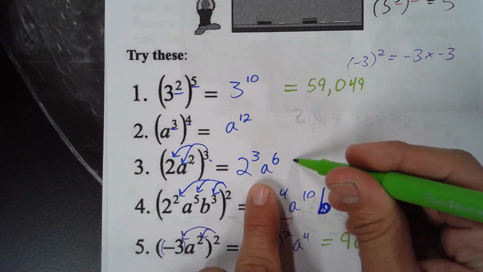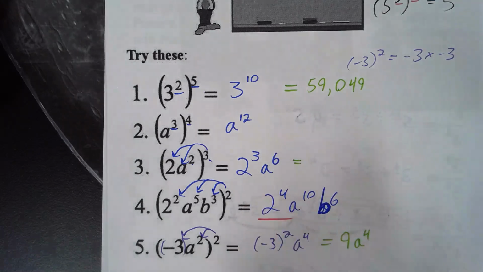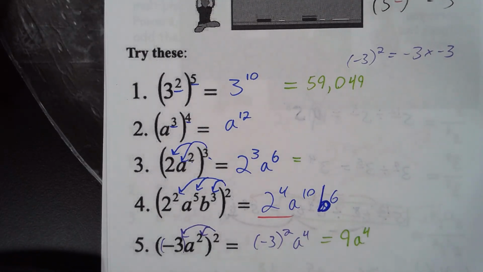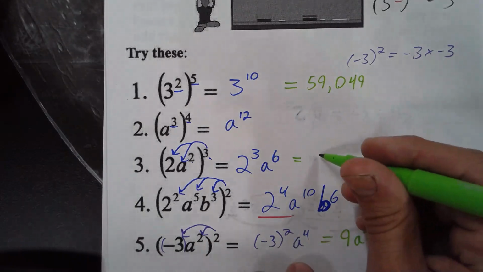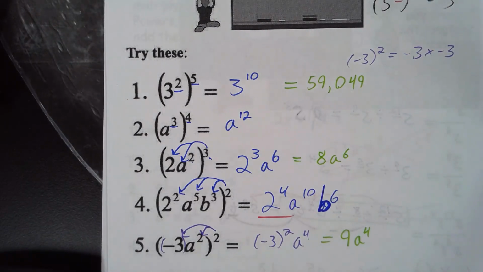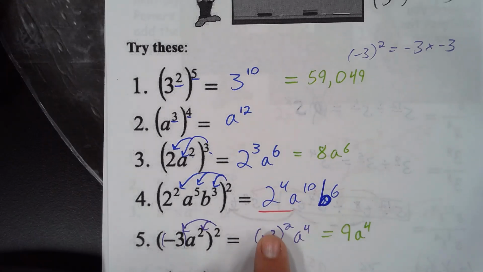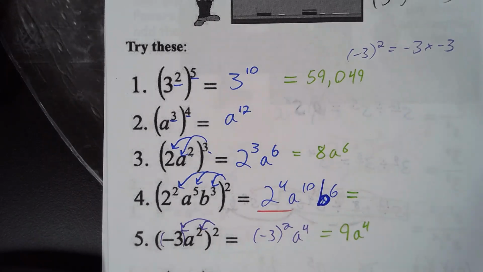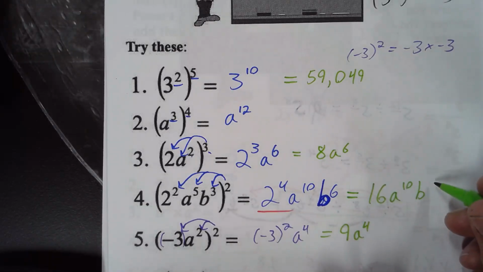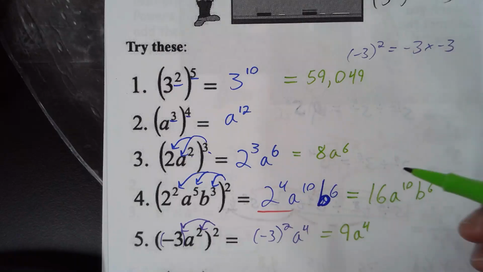Let's look at number 3. 2 to the 3rd power would be what? 8. Yep, so this would become 8 times a to the 6. Number 4, 2 to the 4th power would be what? Yep, 16. A to the 10th, b to the 6th. So now numbers 1, 3, 4, and 5 are all in their simplest forms.